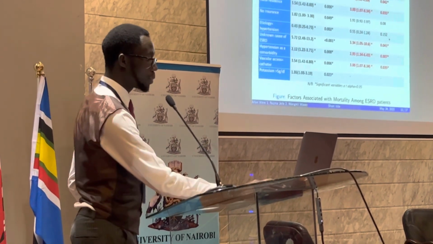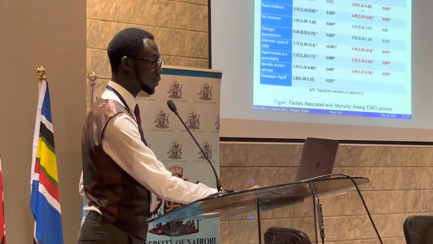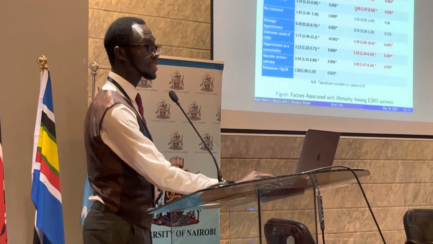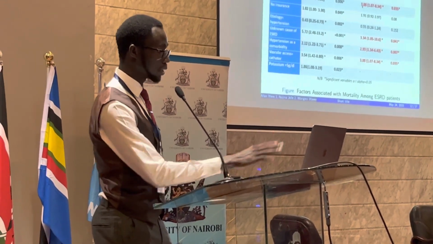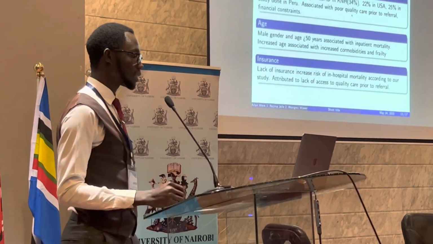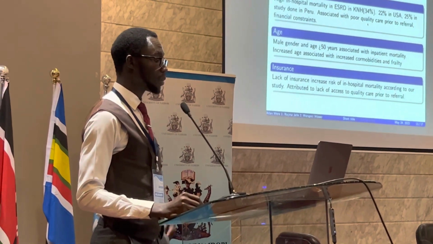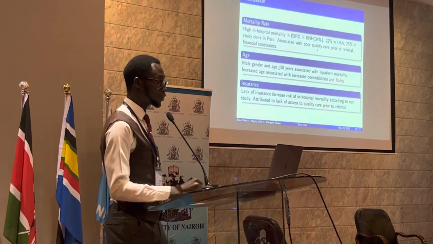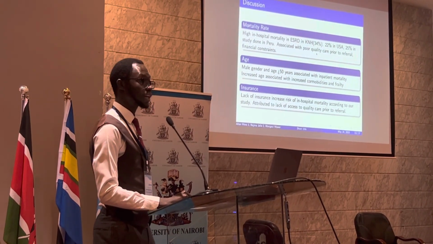So to mean, like the male gender, they were 2 times more at risk to die of ESRD as compared to the females. Then rural residents as compared to the urban residents was like 3 times higher. So if we had time, we'd have actually gone through that, but that's actually what is the interpretation of that slide. So the discussion bit of it is that KNH has a 34% mortality rate as compared to 22% in the United States, 25% study done in Peru. And then all these were associated with poor quality care prior to referral and financial constraints.